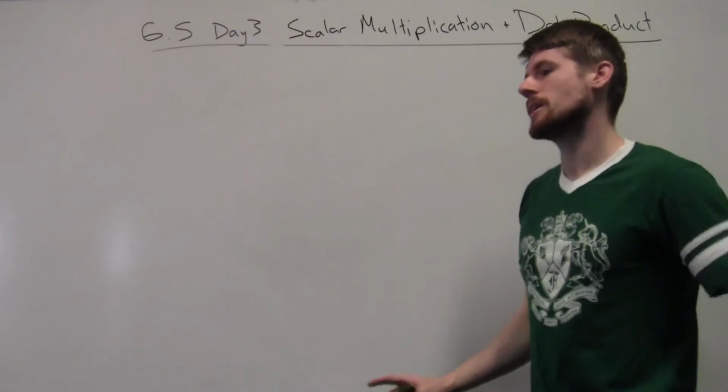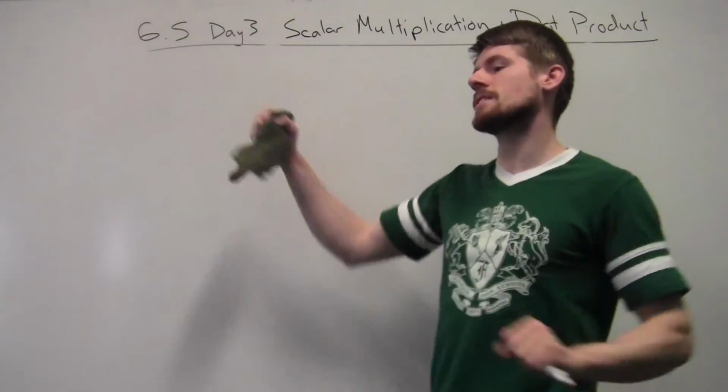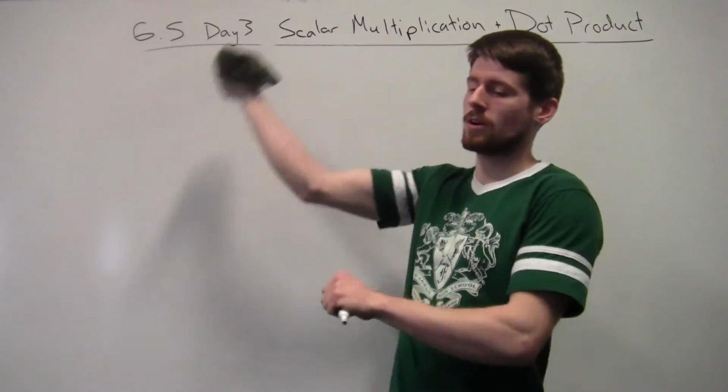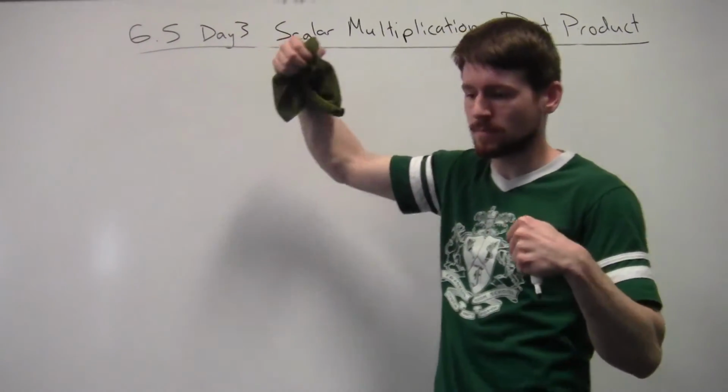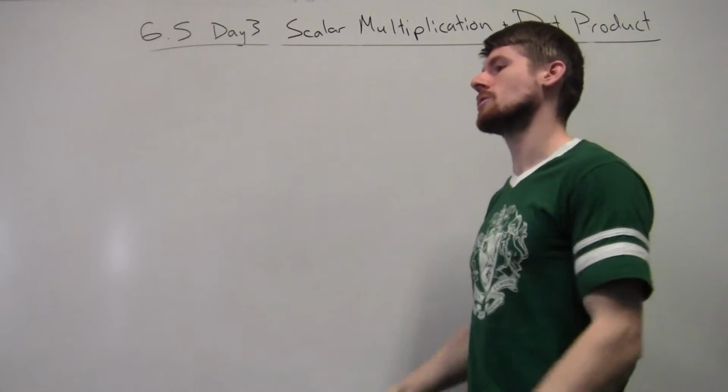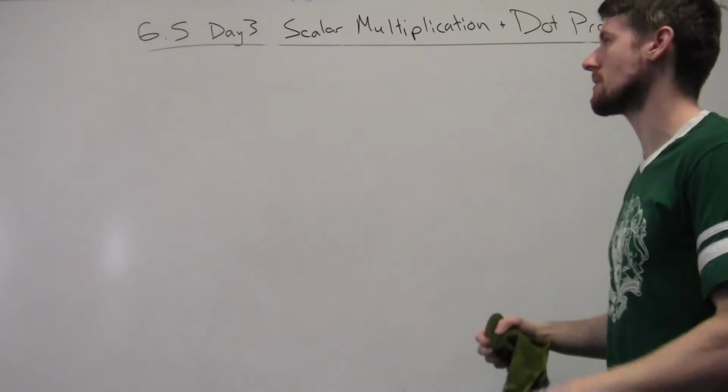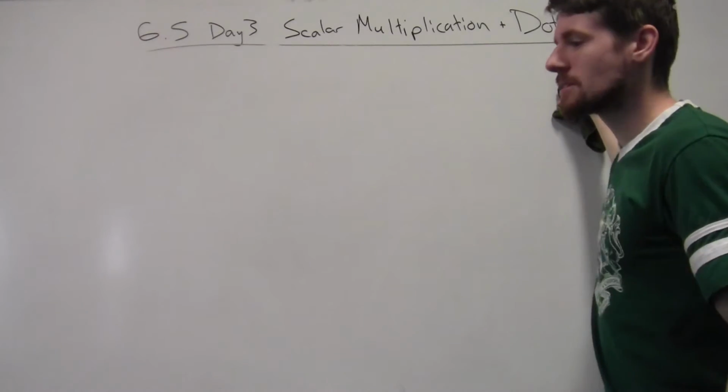Okay, so we just talked about scalar multiplication, which is basically stretching your vector or flipping it and stretching it. And of course, you can also smush the vector too. It's like a dilation of the vector. The dot product is a bit different.